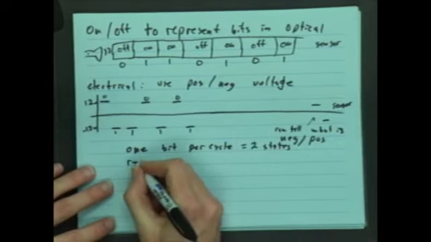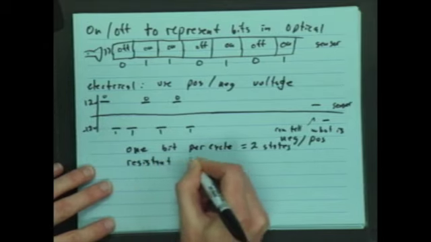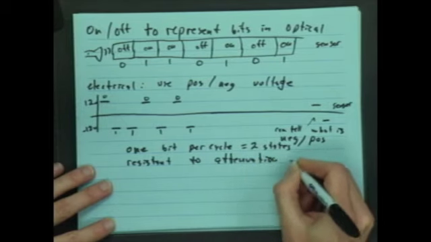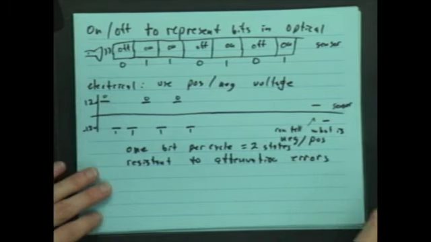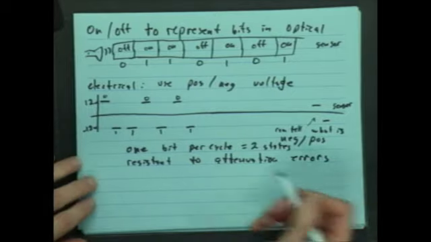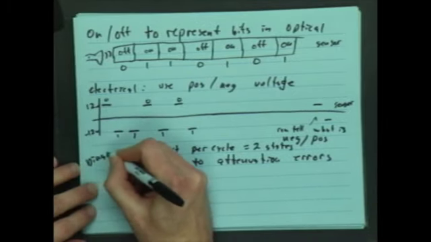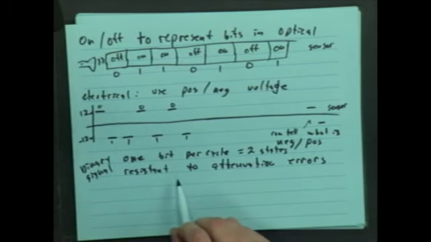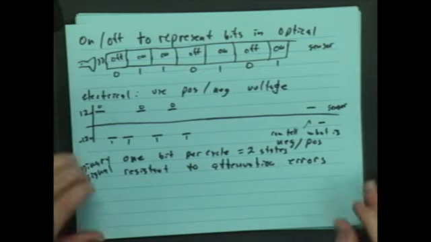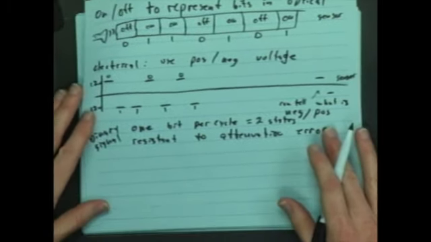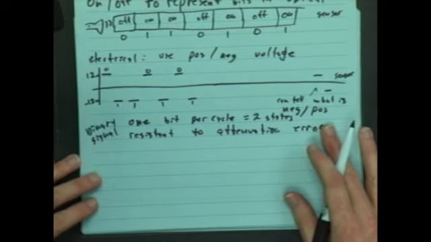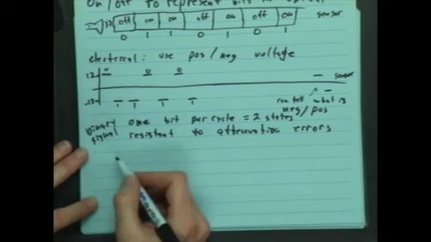This, just so you know, is resistant to attenuation errors, especially with copper. Using 1 bit, this is called binary. A binary signal, which has 1 bit per cycle, is resistant to attenuation errors. I'm going to show you a different type. If I want to send more than 1 bit per cycle, I need to have more states.